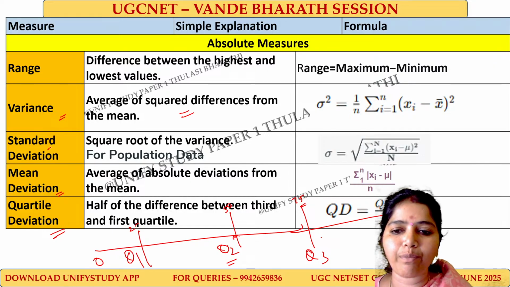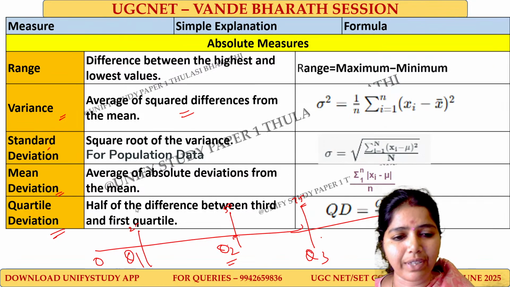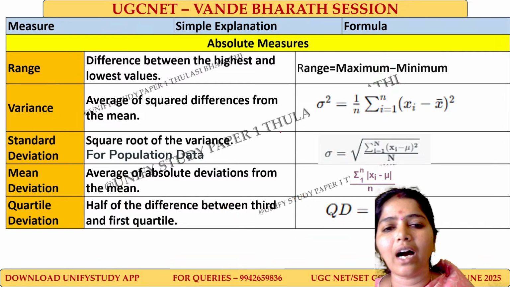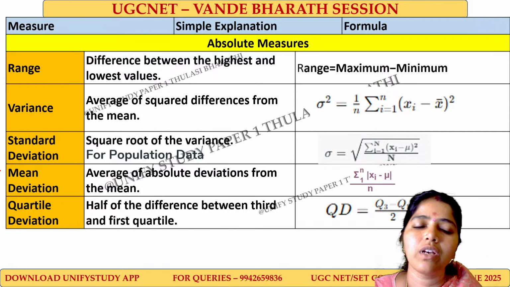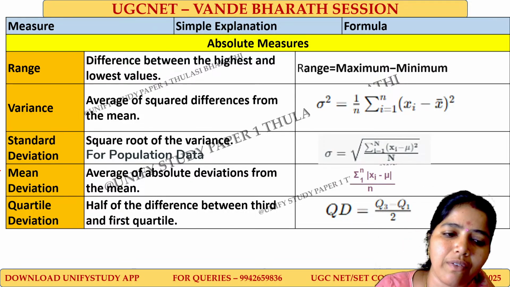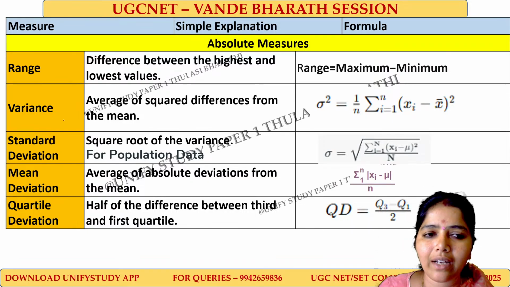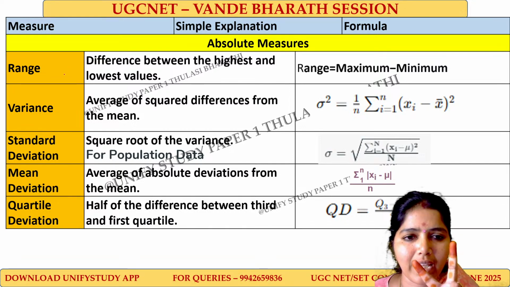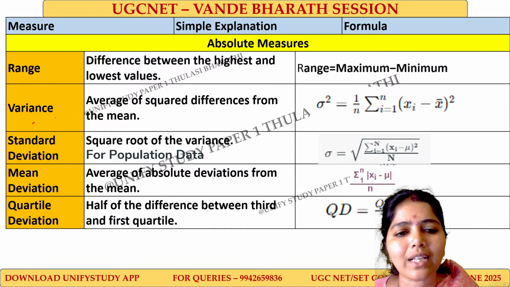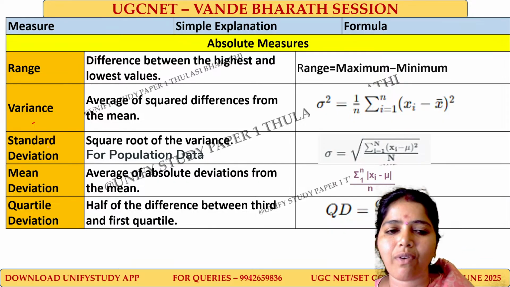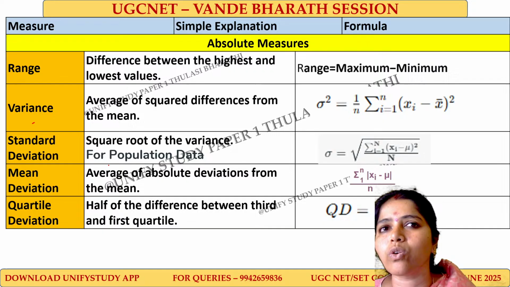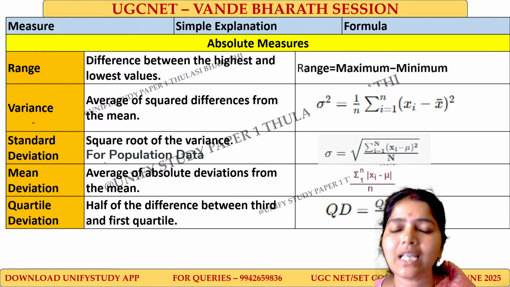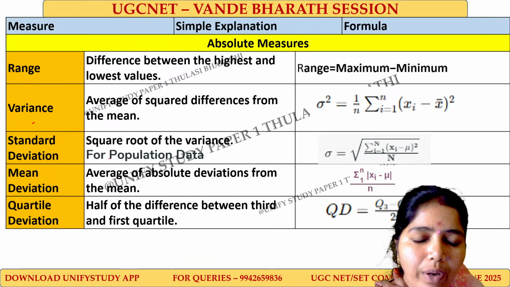And next we have a very important one. We get a formula-based question every time in the examination. For that we have to understand these terms: range, variance, standard deviation, mean deviation, quartile deviation. Range is nothing but the difference between the highest and the lowest. Variance is nothing but the average of the squared differences from the mean. Standard deviation is the square root of the variance. Please don't ignore it. Definitely we can expect a question. Statistically they are giving more importance.